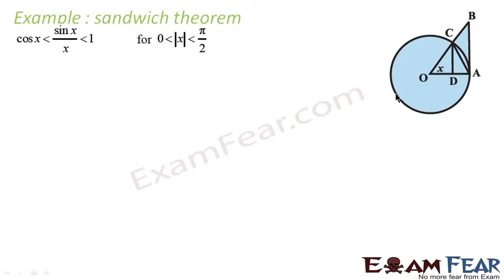So we have to prove that cos x is always less than sin x by x, and that is always less than 1 for x between 0 and pi by 2. What we see in this is a circle and this is a triangle, this is also a triangle.